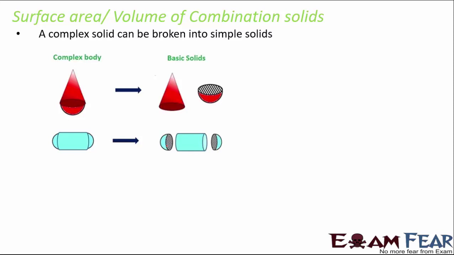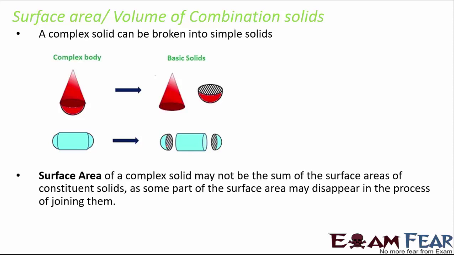So a complex solid can be broken into simple solids, and always remember that when you are dealing with the surface area of a complex solid, that may not be the sum of the surface areas of the constituent solids, because some part of the surface area disappears in the process of joining them. For example, in this complex body, the total surface area of this cone and the total surface area of this hemisphere do not add up, because this middle portion has vanished as both of them have combined, right? So now if you are dealing with the surface area, it is just the curved surface area of the cone and again only the curved surface area of the hemisphere.